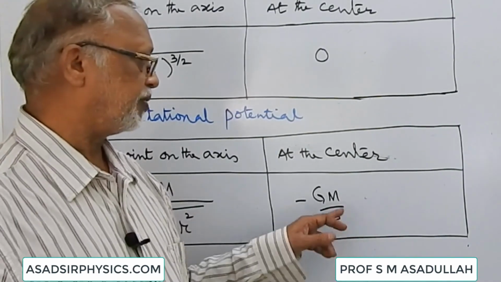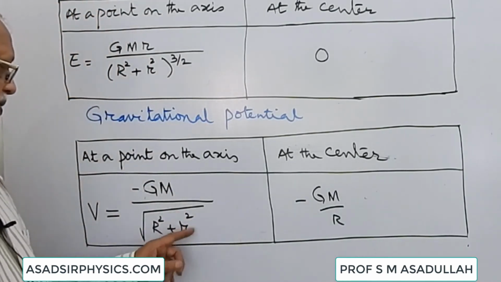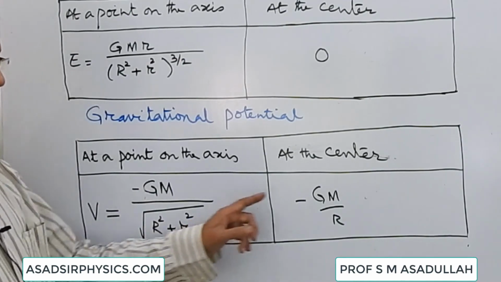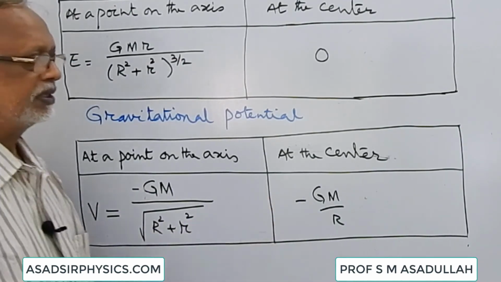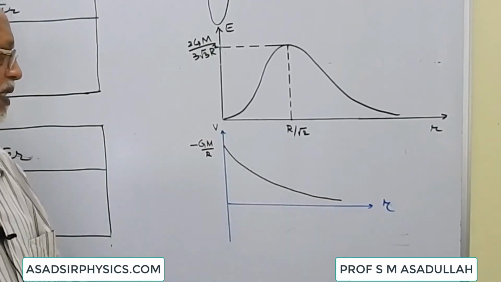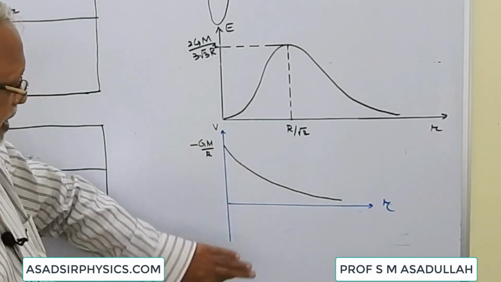Now let us consider a point at the center. At the center small r becomes 0. So this will be minus GM by under root capital R square, that is minus GM by capital R. The variation of gravitational potential with the distance on the axis is shown like this. Sometimes the graph will be shown like this also.